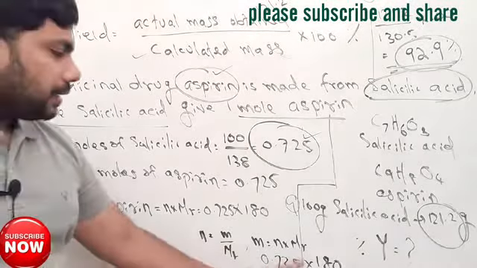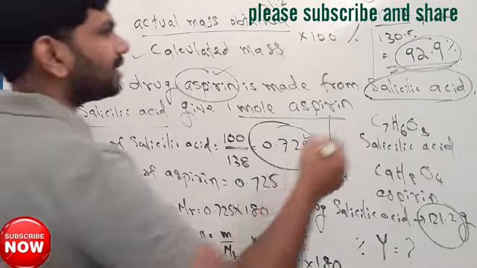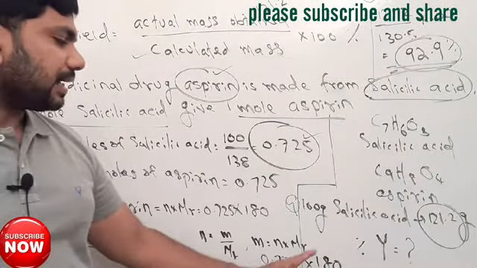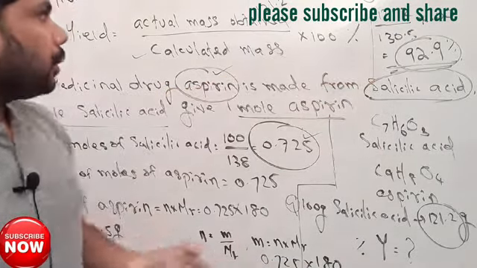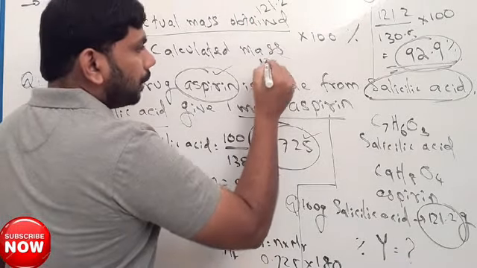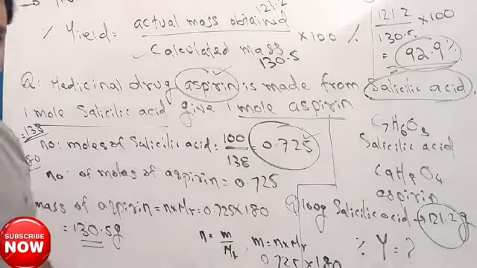When you multiply this, you will get its answer 130.5. When you multiply 0.725 times 180, your answer will be 130.5. Okay, so 130.5, that is calculated mass of aspirin.